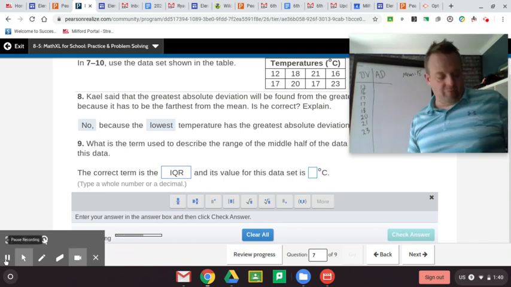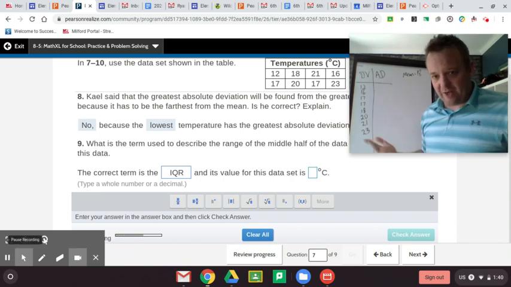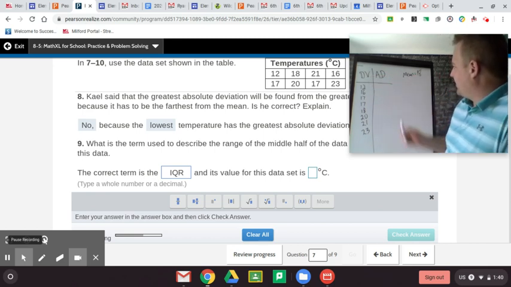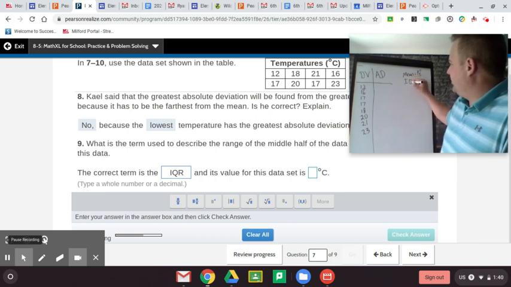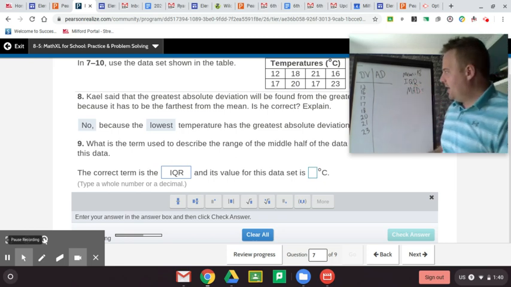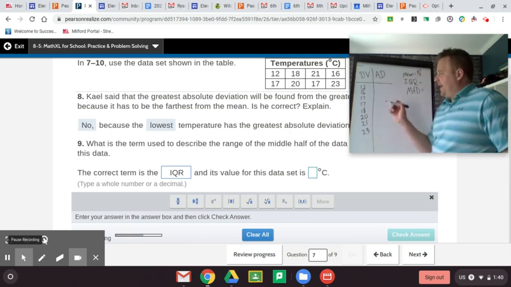All right, so I found a way to do this that kind of sets you up for what needs to come. I did the data values here and the absolute deviations. I wrote the mean. I'm going to write the interquartile range. This might be a good way to do this. And then the MAD to keep everything nice and organized. All right. So first, the interquartile range.